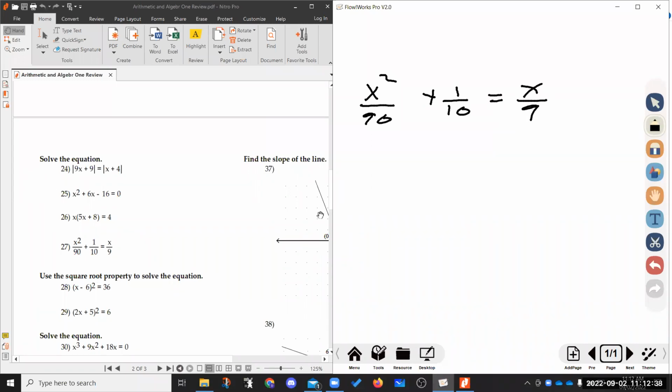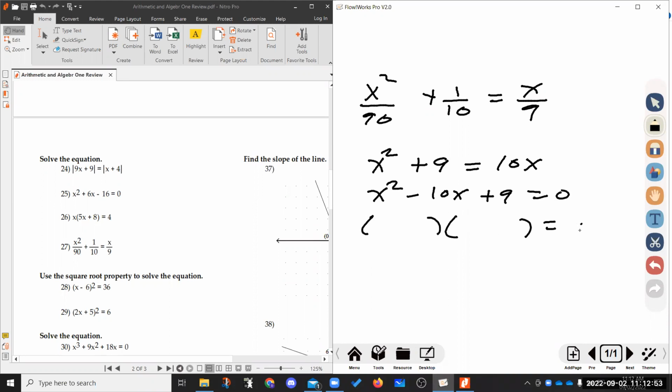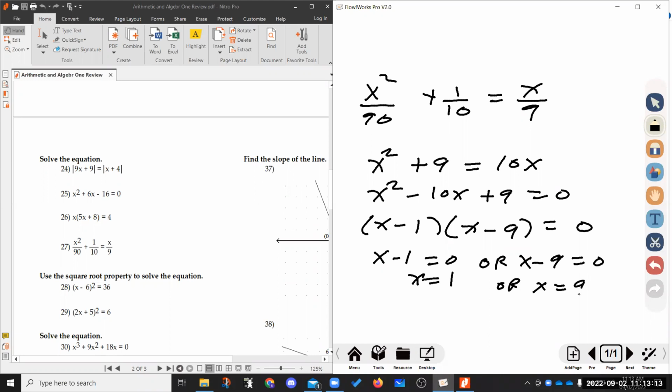There's no reason to not just multiply by the LCD here to get this to be x squared plus 9 is equal to 10x. x squared minus 10x plus 9 is equal to 0. We'll factor and say x minus 1 and 9. 1 and 9 add together to be 10. x minus 1 equals 0, or x minus 9 equals 0. x equals 1, or x equals 9.